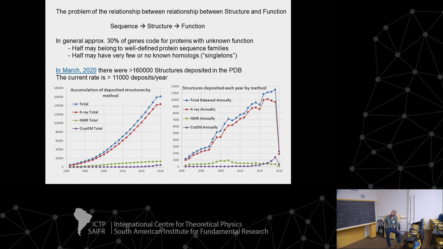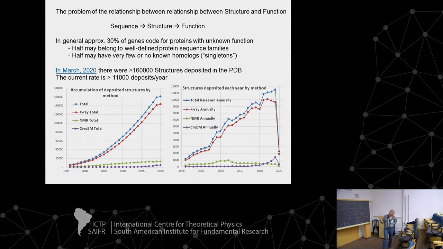In general, approximately 30% of the genes of an organism code for proteins with unknown function. So that's still true today. Half of these proteins may belong to well-defined protein sequence families, and the other half may have very few or no known homologs. So still, when we sequence the genome of an organism, especially organisms that are very different from the other organisms that have been sequenced, we often find many proteins whose sequences are not similar to any other proteins that are found in the databases.